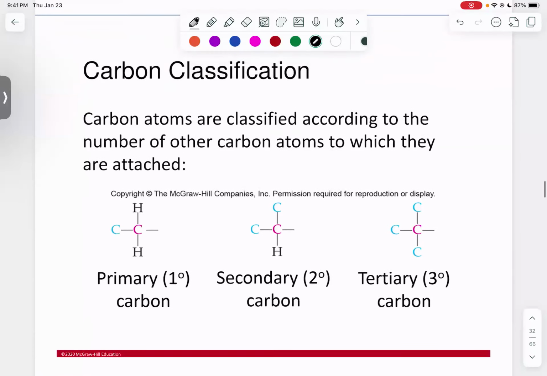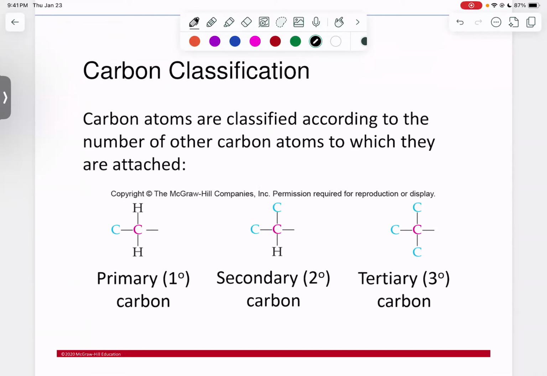Okay. So now we're going to start talking about rules on naming. This is kind of a lot of detail, so just stick with it. So carbon atoms are classified according to the number of other carbon atoms that they're attached to. Because remember, carbons can be bonded to anything, right? In an alkane, they're only going to be bonded to either a carbon or a hydrogen.